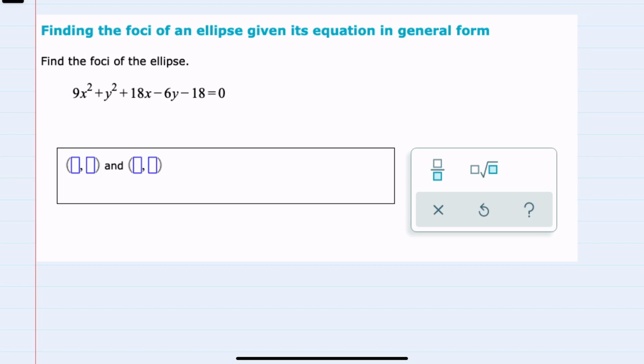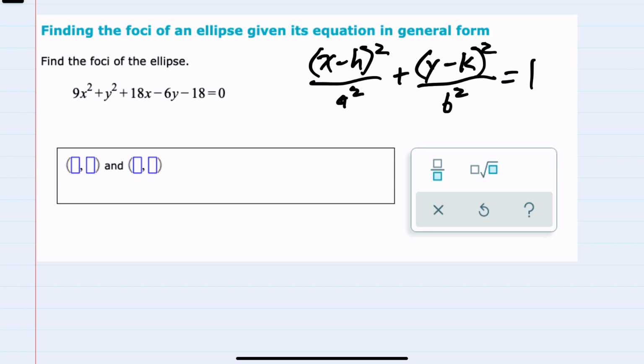In this video, I'll be helping you with the ALEKS problem type called finding the foci of an ellipse given its equation in general form. And to do so, I'll first convert this equation into standard form as it's written here. And of course, the a squareds and b squareds could be switched. We won't know until we actually get it in general form to see which one is larger.